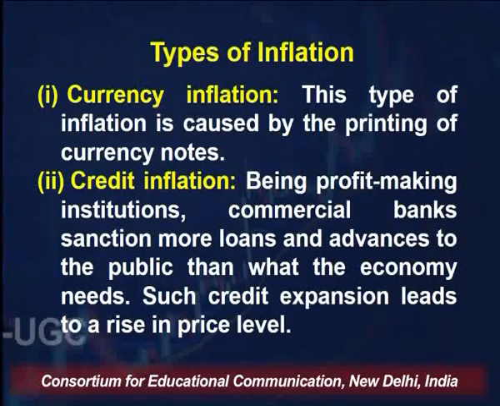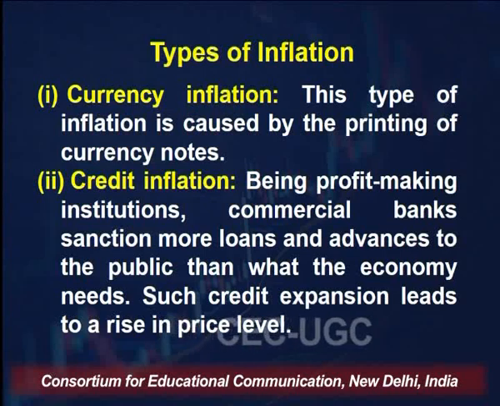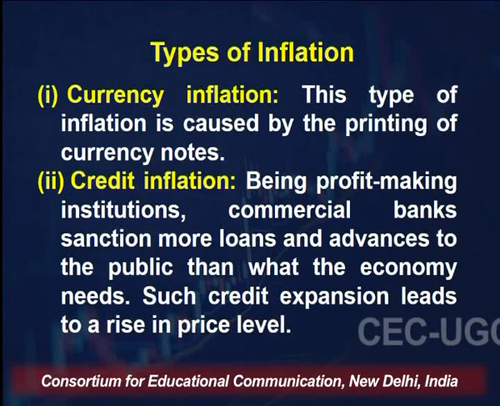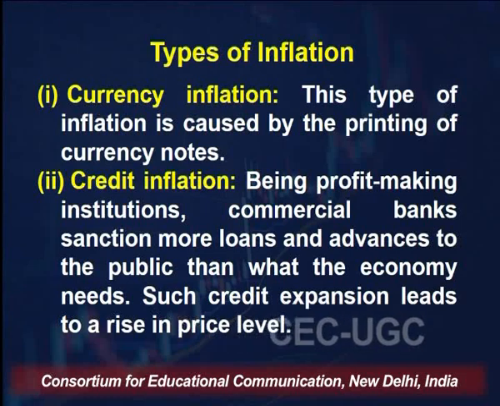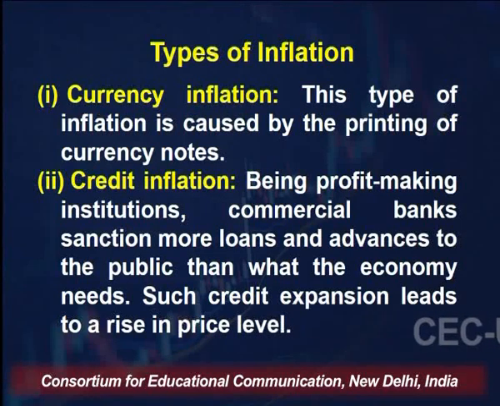Another type of inflation on the basis of cause is credit inflation. Being profit making institutions, commercial banks sanction more loans and advances to the public than the economy needs. Such credit expansion leads to a rise in the price level, because it increases demand. For example, nowadays the demand for consumer durables is increasing compared to earlier days. What is the reason behind it? The main reason is the credit facilities and bank finance available in the market.